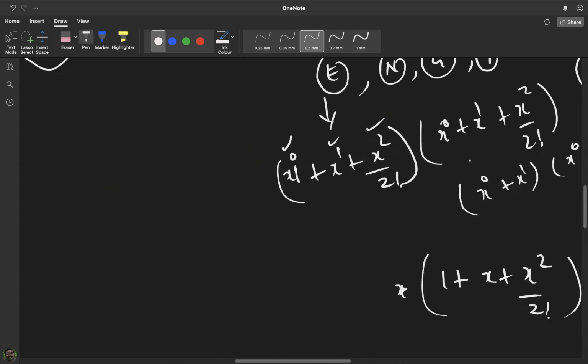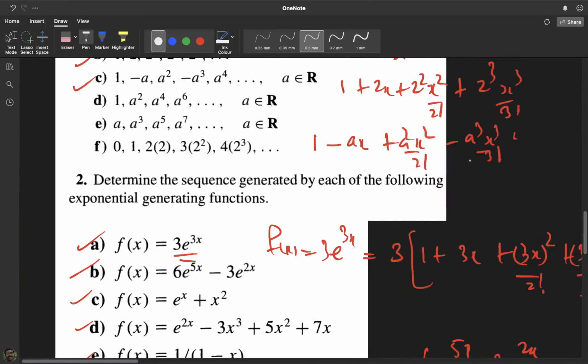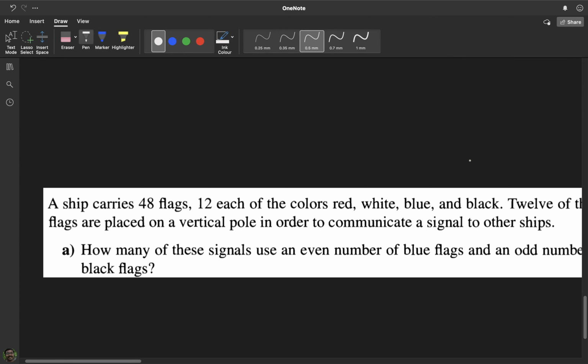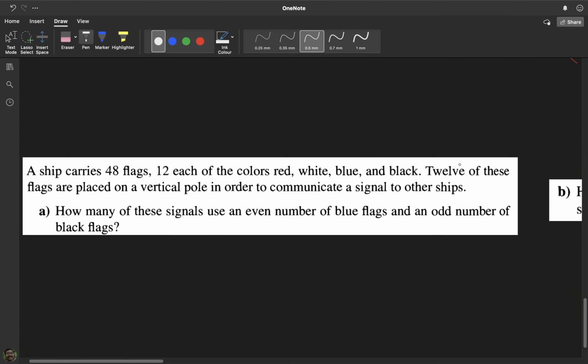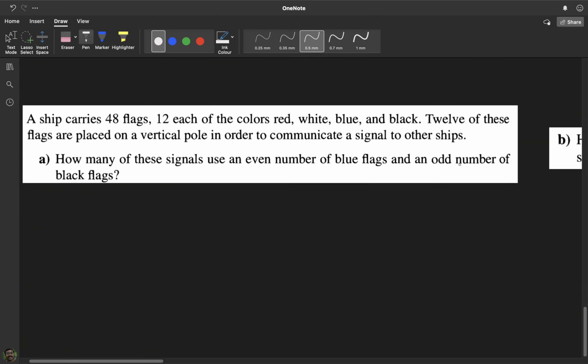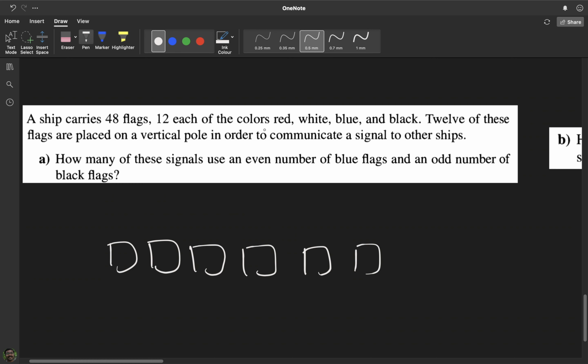It's very simple. Now we will do some bigger problems in which this exponential generating function can help you. Suppose a ship carries 48 flags, 12 of each of the colors red, white, blue and black. 12 of these flags are placed in a vertical pole in order to communicate a signal to other ships. So the ship will have 12 positions on the pole, and you will be putting colors there. It can be red, white, red, blue.